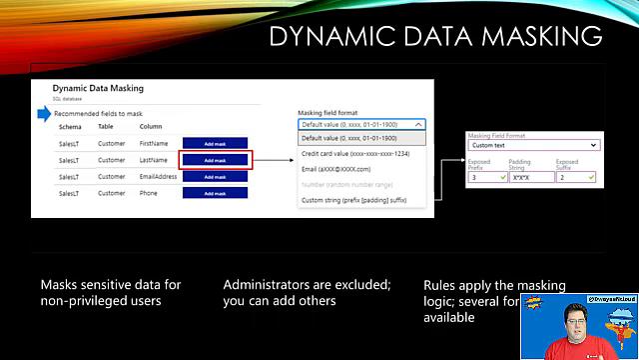That dynamic data masking works with role-based access control to mask that sensitive data to those non-privileged users. Again, administrators are excluded, but you can add anybody to the group that is those non-privileged users and have those rules applied to the masking logic as well.